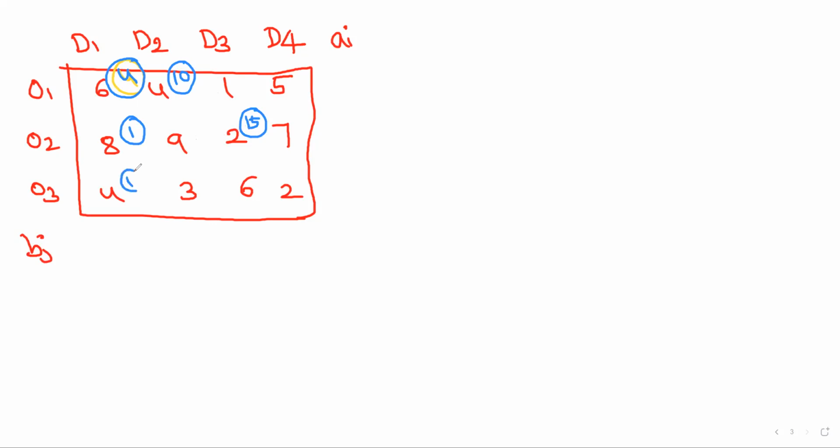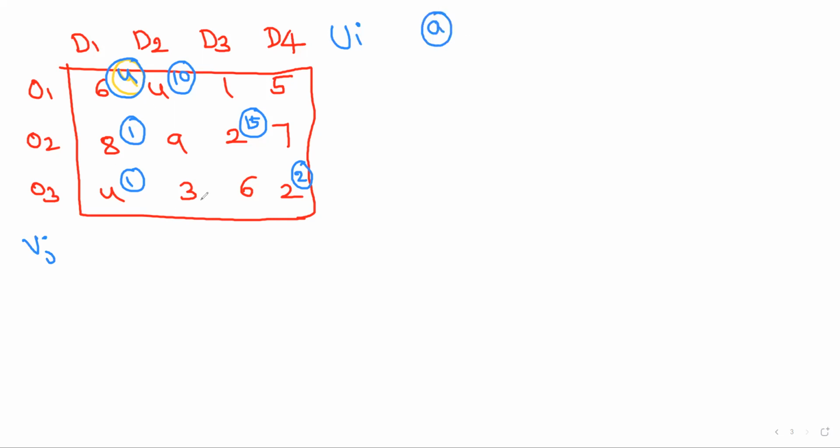For 4 we got 1, and for 2 we got 4. Now I'm going to find the ui and vj values. Then how will you find these ui and vj values? In the first table we're doing this.